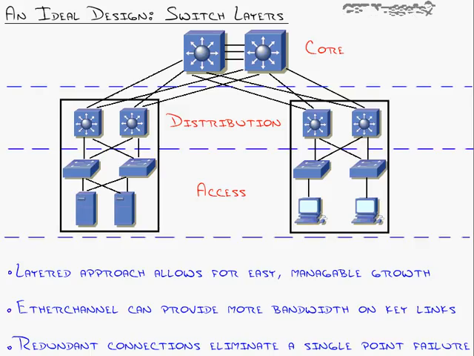When you design a switch network, it's best to approach it in layers and to take a layered approach. What you see right here is a picture of an extremely large network that is designed in 3 separate layers that Cisco has dictated as the access layer, distribution layer, and the core layer.